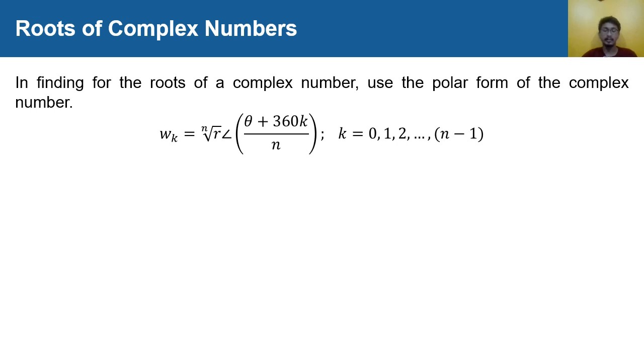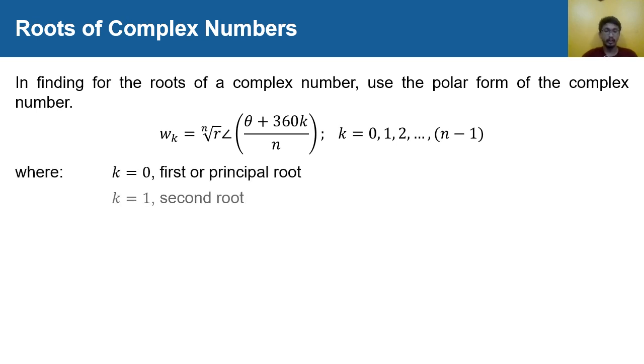So this means that if we have a square root, we have two roots or two root values. The same goes if we obtain a fourth root, we have four root values. Where your k is equal to 0, that is the first or principal root. K is equal to 1 is the second root, and k is equal to 2 is the third root, and so on. If your k is equal to n minus 1, that is the nth root.